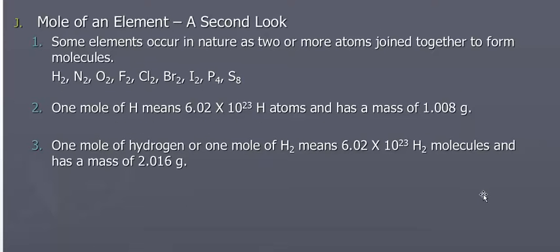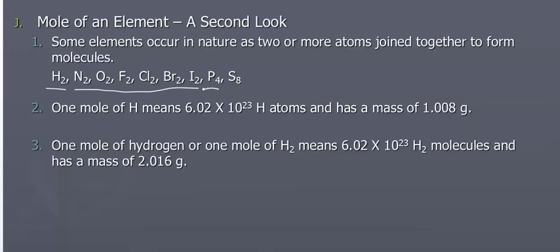Some elements occur in nature as two or more atoms joined together to form molecules. You need to know these diatomic molecules. Hydrogen's kind of by itself, but these elements right here, N through I, they form a number 7 on the periodic table. If you look over there, you'll see N, O, and then group 7: F, Cl, and so forth. They form a number 7.